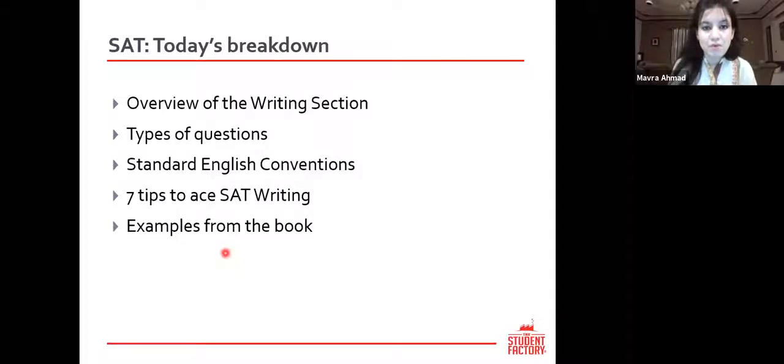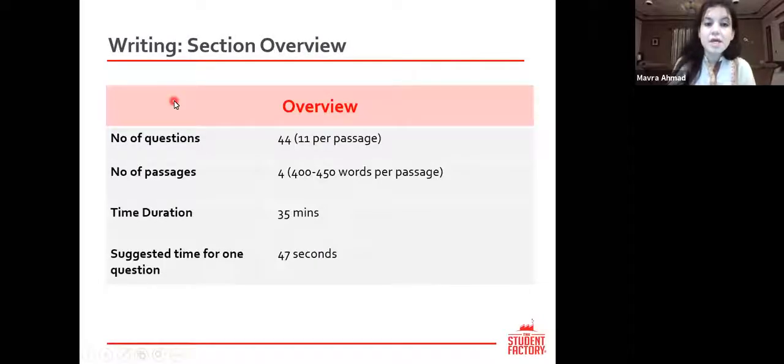Let's move on and see what the overview of the writing section looks like. All right. So the writing section has 44 questions and there are 11 in one passage, which means I'm sure हम सब math में तो बहुत अच्छे हैं. Number of passages are 4 and each passage has around 400 to 450 words, which means कि passages generally इतने लंबे नहीं होते हैं, उनको हम जल्दी से read कर सकते हैं. उनकी language भी comparatively easier होती है as compared to the reading section.